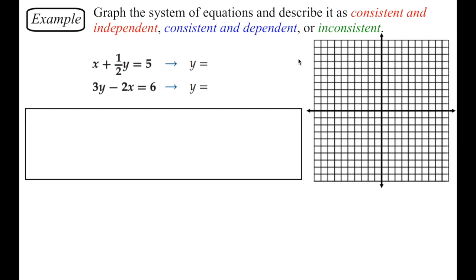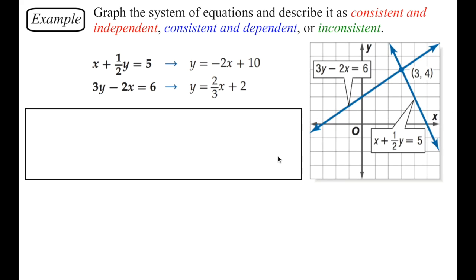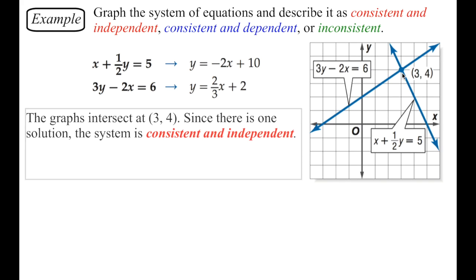So let's look at some examples and determine whether our systems are consistent independent, consistent dependent, or inconsistent. We're always going to start out the same way. We're going to write our equation in slope-intercept form, or solve it for y. Then we can graph it using the y-intercept and the slope. Here is your graph. It appears that they intersect at the point (3, 4). That's a single point, making it consistent and independent.